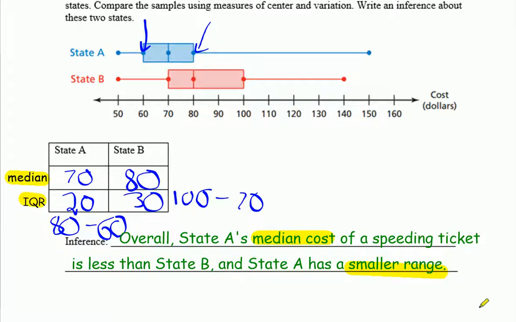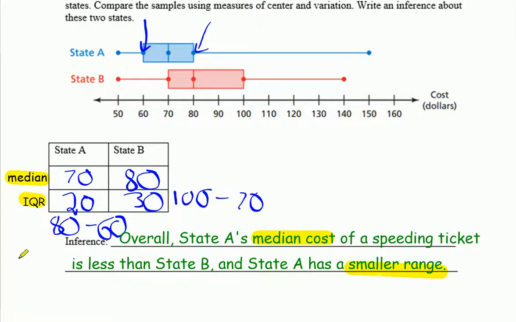So when you're doing these, you can either try to squish it into one sentence like I did here, or you could write it as two separate sentences. The two separate sentences would say, overall, state A's median cost of a speeding ticket is less than state B's. And my second sentence would say, overall, state A has a smaller range than state B.